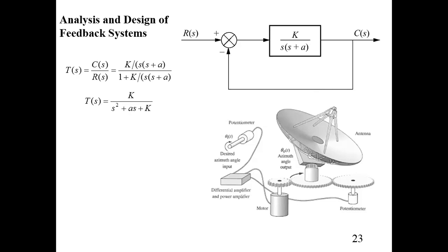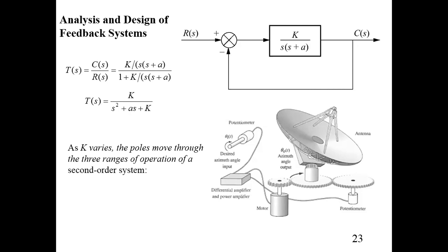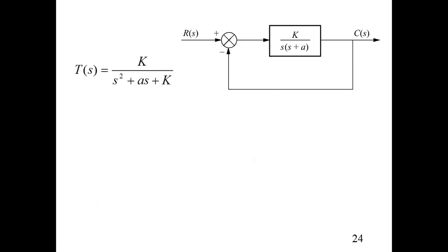Here K models the amplifier gain, that is the ratio of output voltage to the input voltage. As K varies, the poles move through the three regions of the operation of the second order system, that are overdamped, critically damped, and underdamped. For example, we now change the value of K, and let's see what happens.